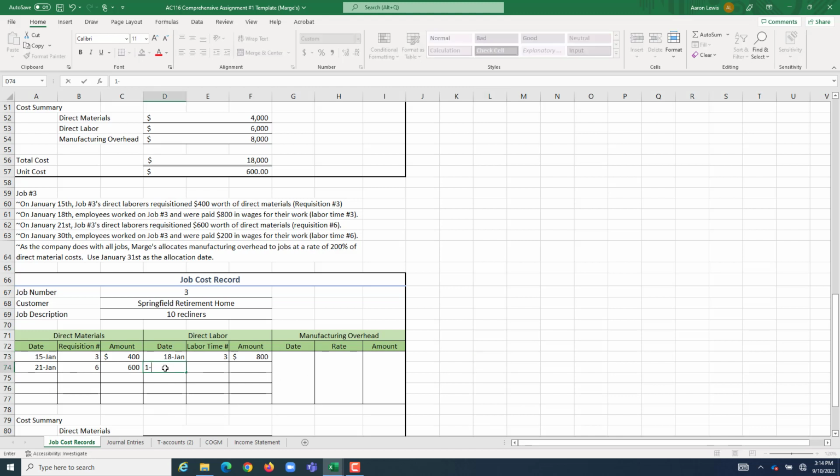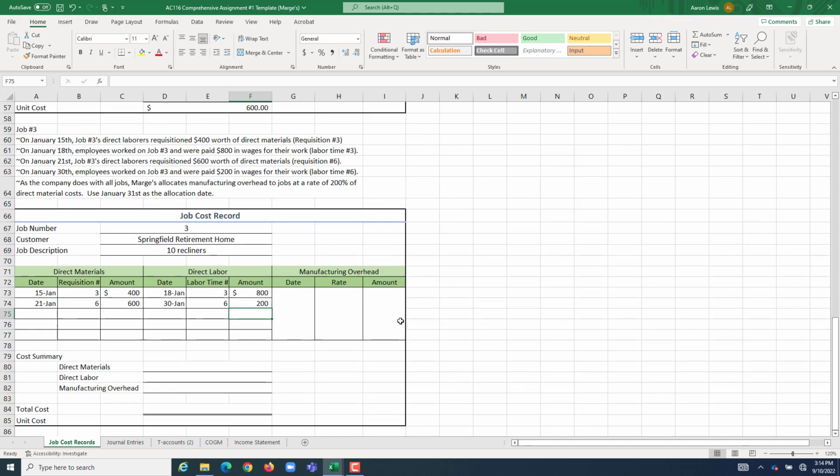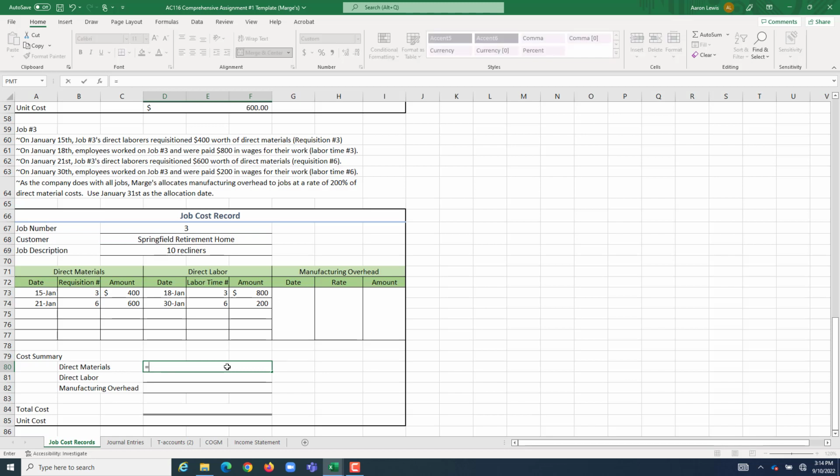And then on the 30th of January, in labor time ticket number 6, we need to add $200 worth of inventoriable costs to this job for the work that our direct laborers did producing these 10 recliners for Springfield Retirement Home on that day. Now we have those 4 bullet points filled in. Let's go and figure out how much cost we got committed to this job at this point.